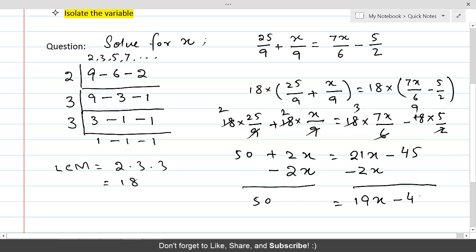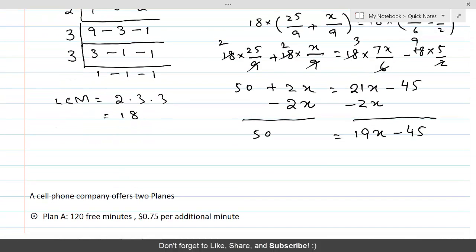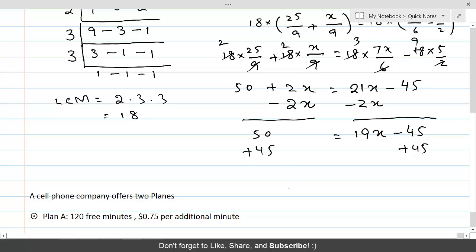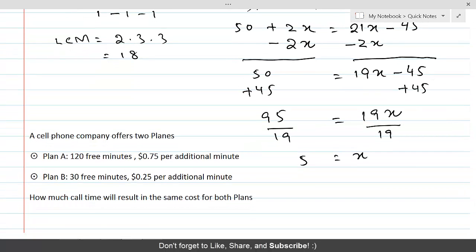minus 45, and now we want to keep x on that side, therefore we are going to add 45 here and add 45 here. So this will give us 95 equal to 19x, and now dividing both sides by 19, that would give x equal to 5. So here is the solution for the given variable, that x is equal to 5.